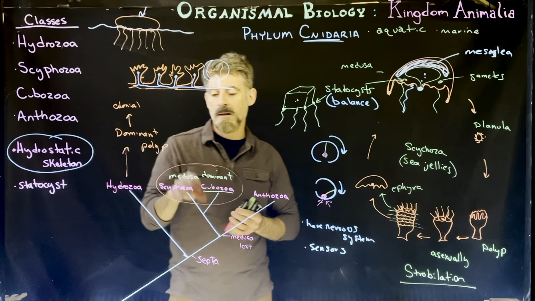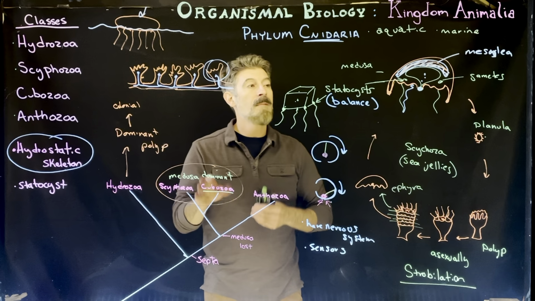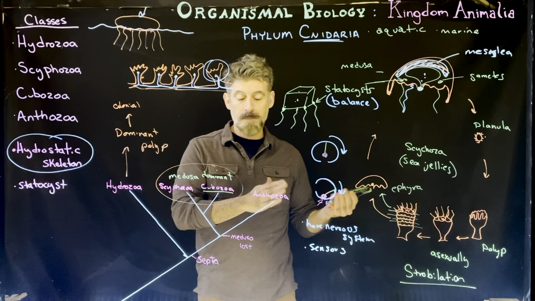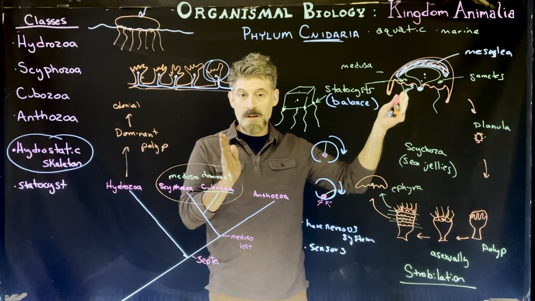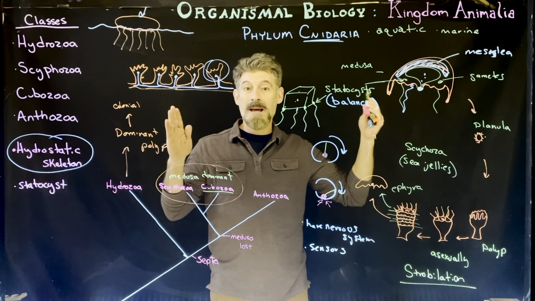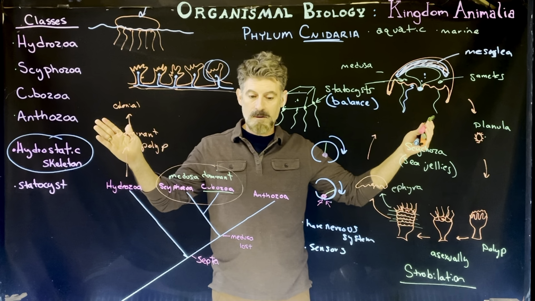It's very small. The Scyphozoa and Cubozoa have polyp and medusa form, typically, but they're dominantly medusa form. They spend most of their lives in the medusa form, and the medusa form can also become very, very large.